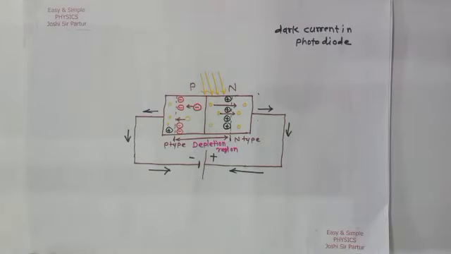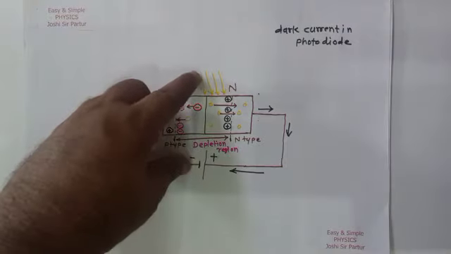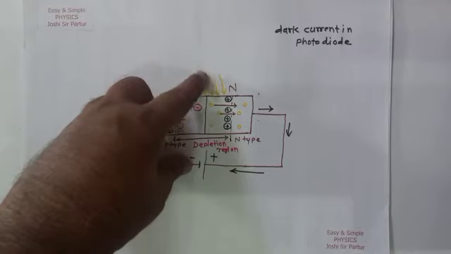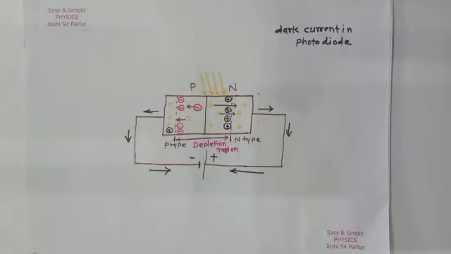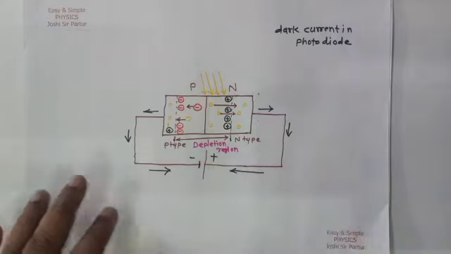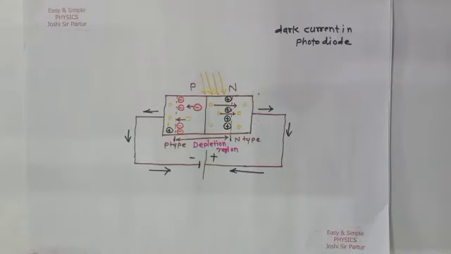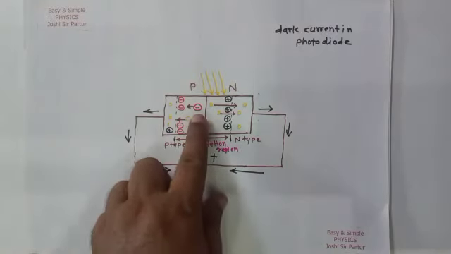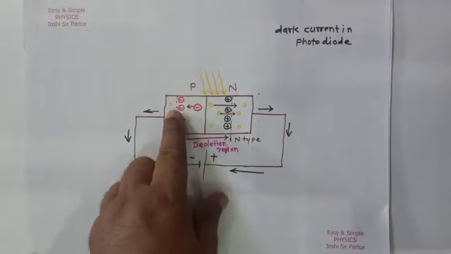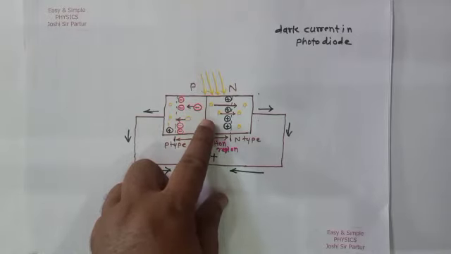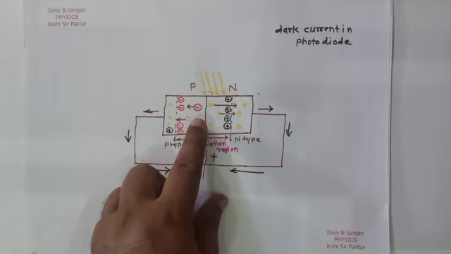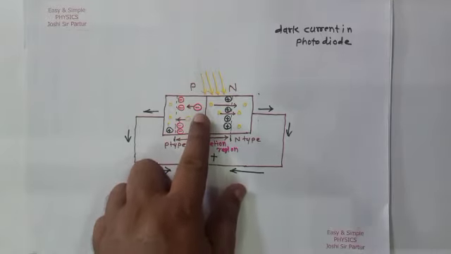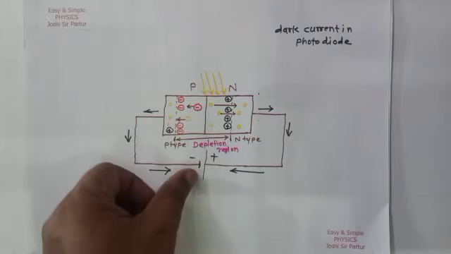The energy of the incident photon will be larger than the band gap of the semiconductor material which is used to fabricate the photodiode, so that electrons and holes are separated due to the intrinsic electric field present in the depletion layer. Electrons are attracted towards the cathode.